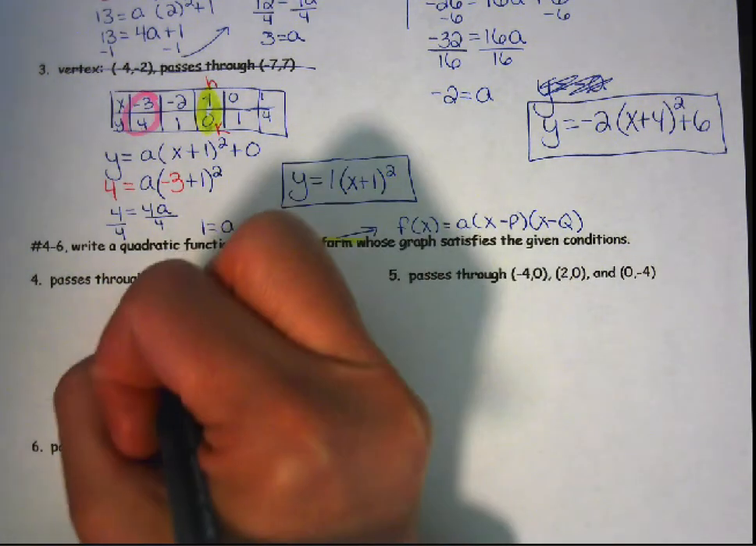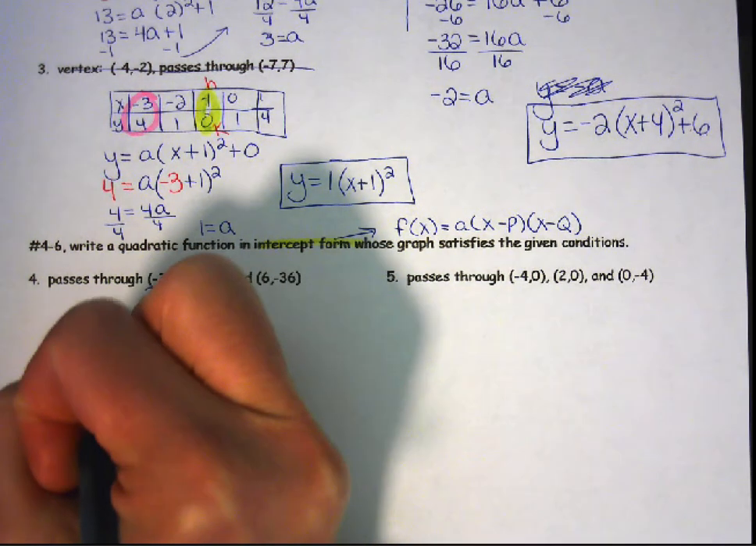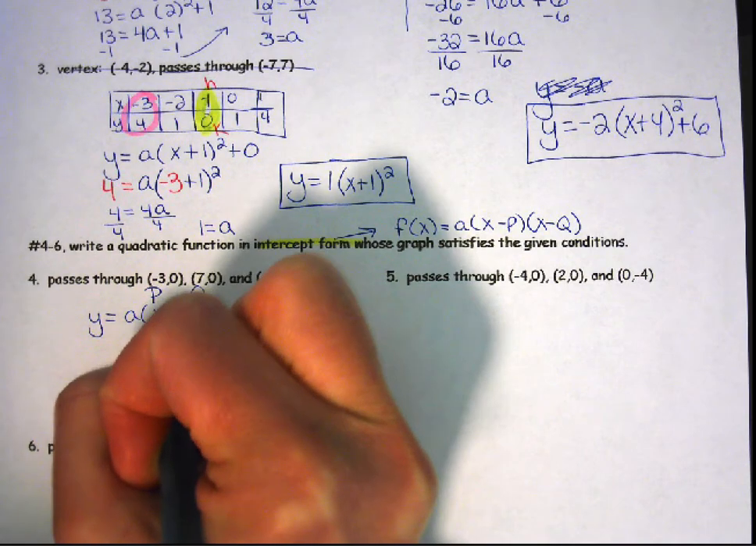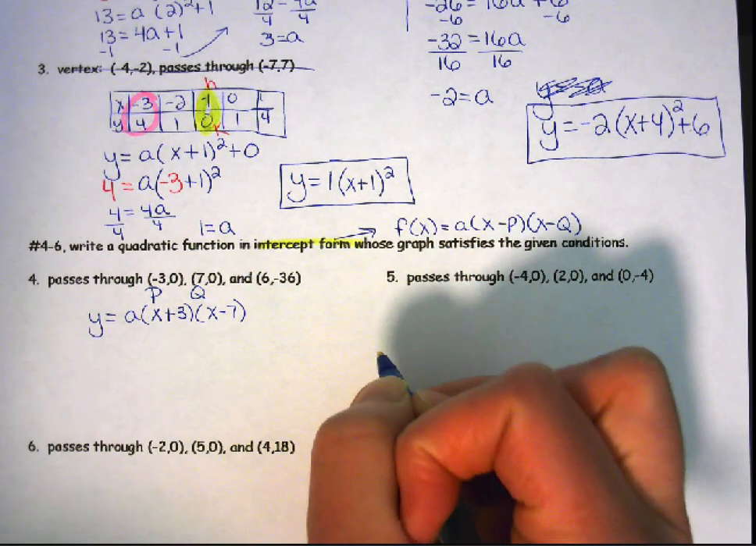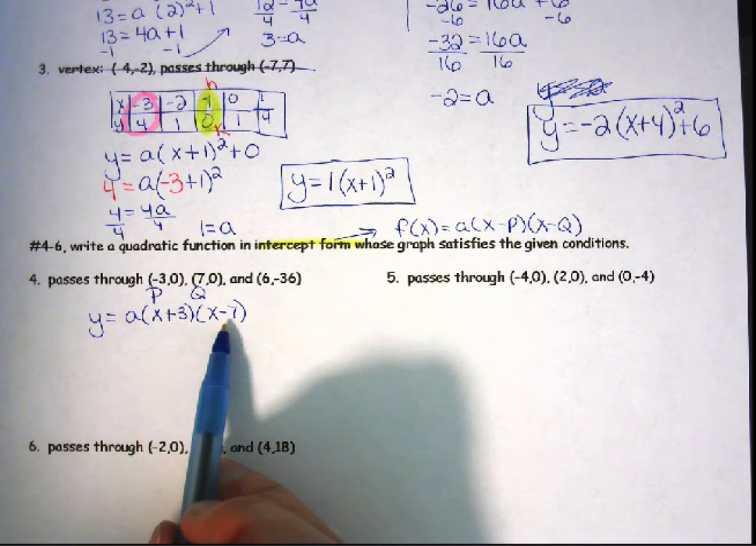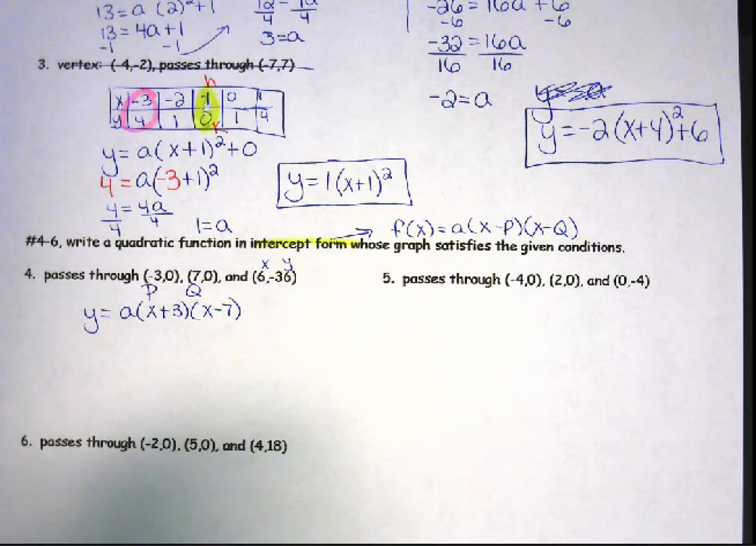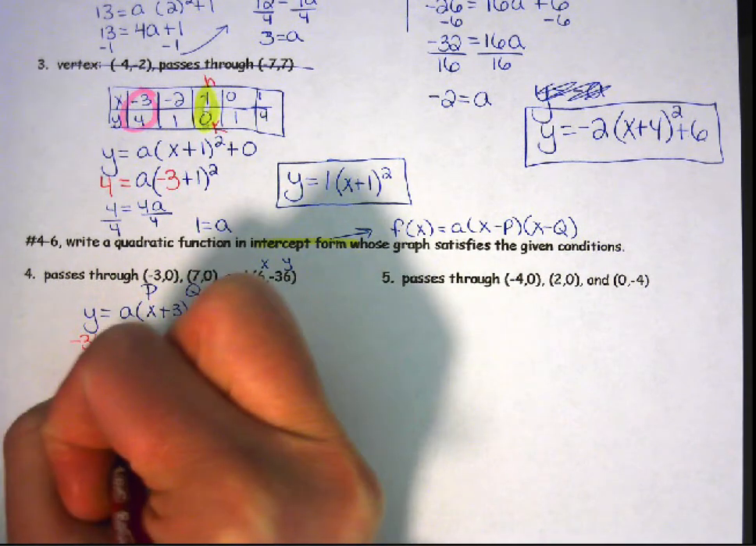This is our P and this is our Q. It really doesn't matter which one's which. And we're going to plug it into our formula. So x minus the P, x minus the Q. So there's our intercepts. And we're going to use this as our x and our y. So if we plug those in, that's going to be a -36.